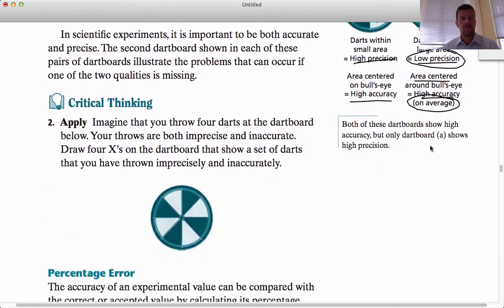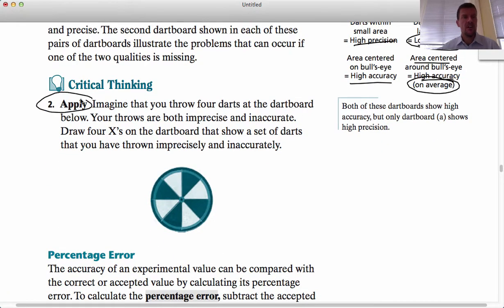Okay? All right, you can answer this critical thinking. It says apply here. Imagine you throw 4 darts and you want both, you want to be imprecise. That means very low precision, and inaccurate, low accuracy. Draw here 4 darts that would fit into those two descriptions.